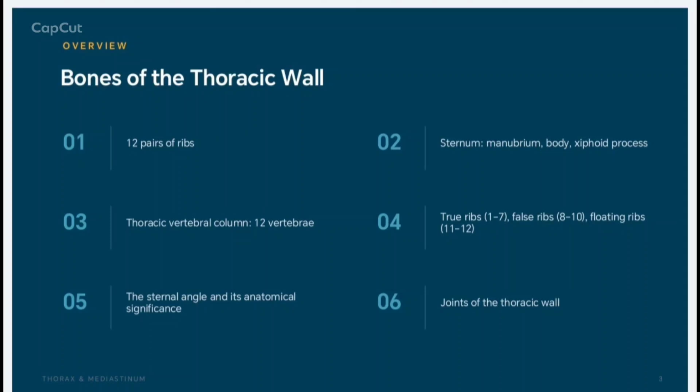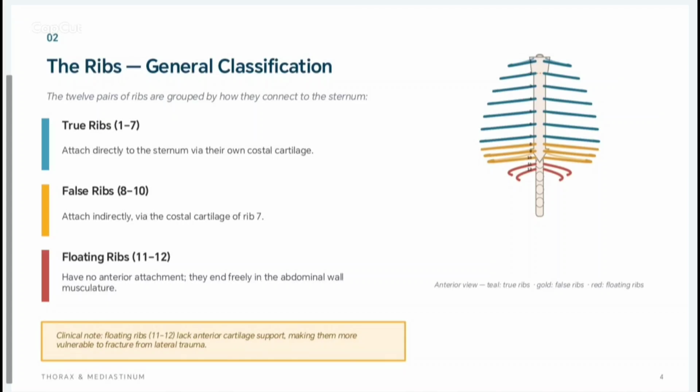Fourth, we must distinguish between rib types, specifically true ribs 1 through 7, false ribs 8 through 10, and floating ribs 11 and 12. Fifth, we will discuss the sternal angle and its immense anatomical significance as a surface landmark. Finally, we will touch upon the various joints that allow the thoracic wall to expand and contract during the respiratory cycle.